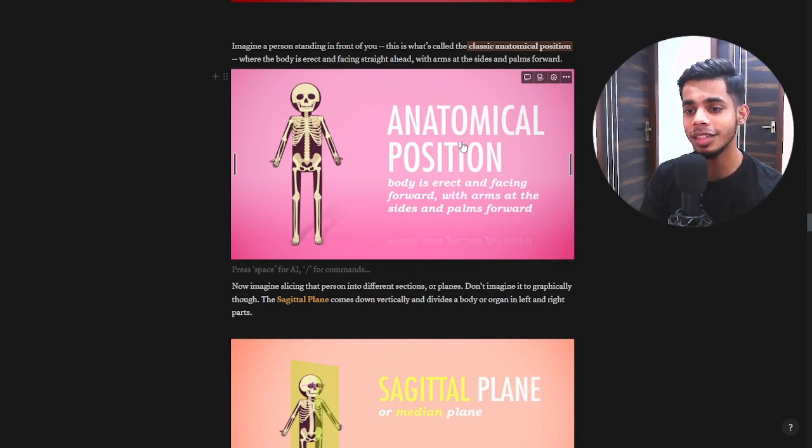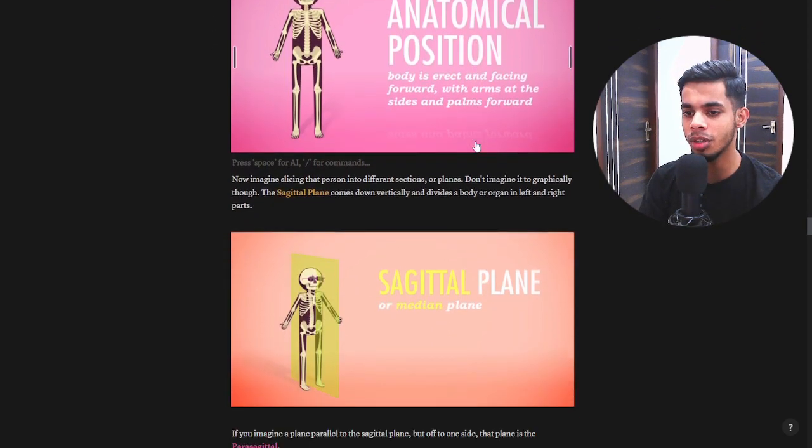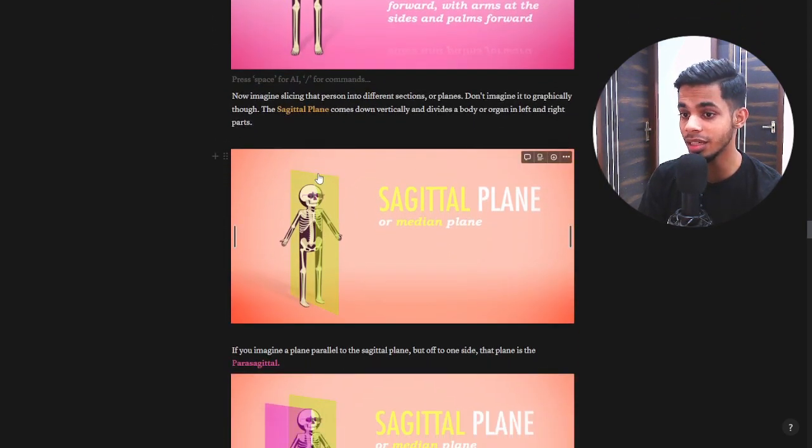Now imagine slicing this person from the center, right? You will get a right half and a left half. Now when you are dissecting this body from the center, like you see in this image, from top to bottom, from the center you are dividing the body into right half and the left half. That is called sagittal plane or median plane, right?